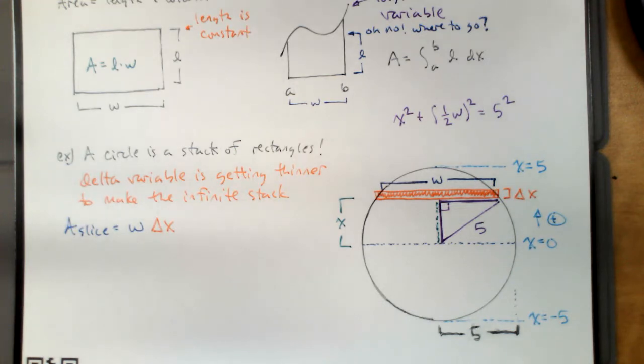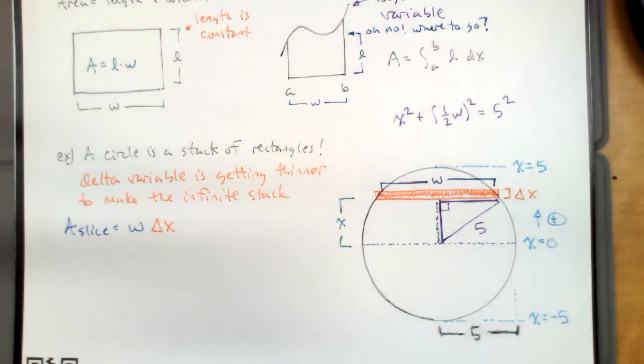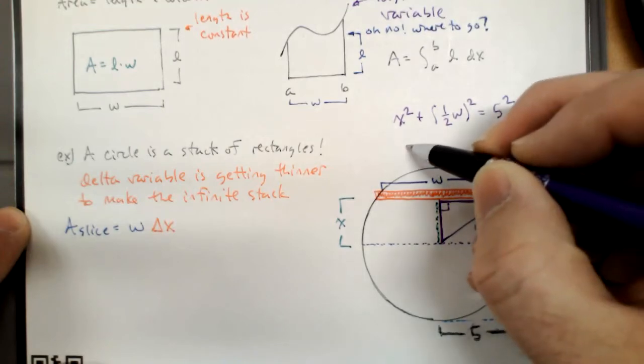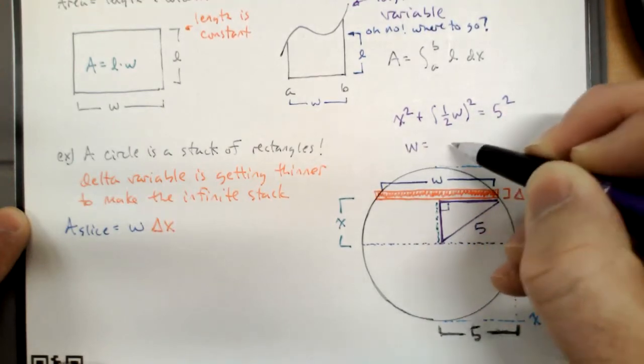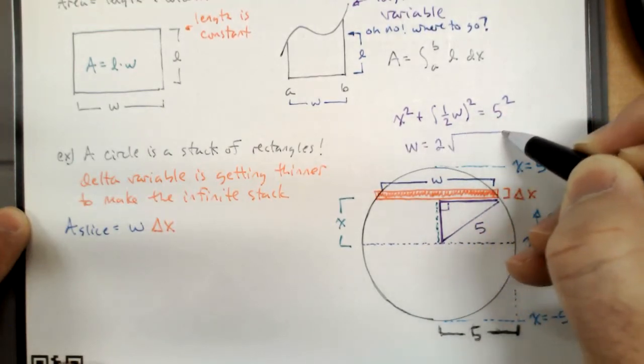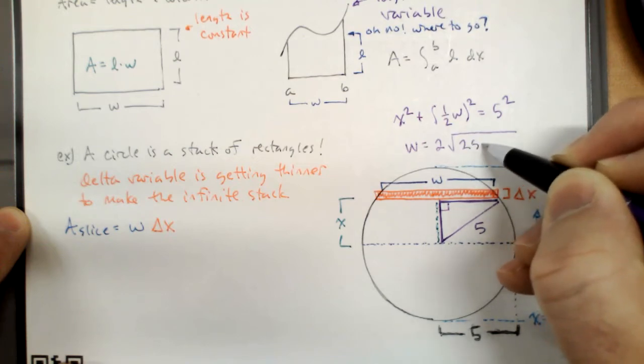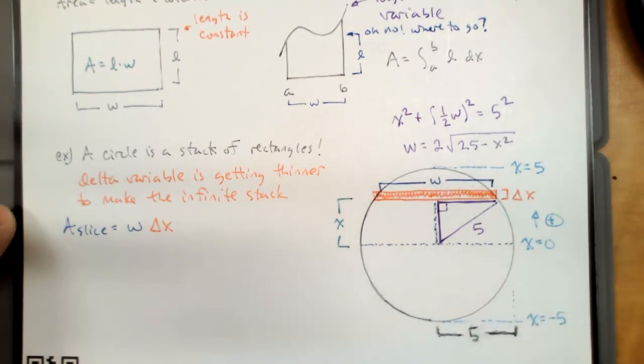What we want is to write W as a function of X, ideally a function of X. But at least now we got a relationship between W and X, and we can turn this into a function. So we can solve this for W and say that W is 2 times the square root of 25 minus X squared. This is actually just solving for W, but I know that the width should be a positive quantity, so I don't care about the plus or minus. I only care about the plus.